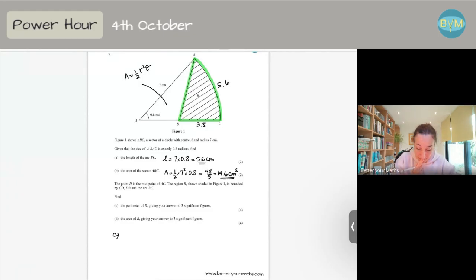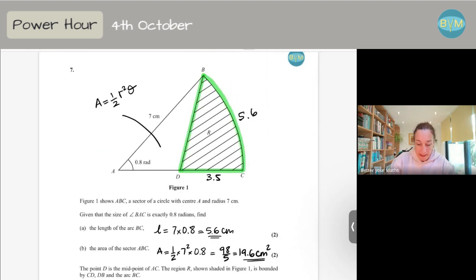So cosine rule, I'm going to start with the opposite of the angle squared. Don't worry too much about the numbers or the letters. The one that goes squared alone is the opposite to the angle. So this one, in this case, is the one that I'm looking for. I'm going to call it x.